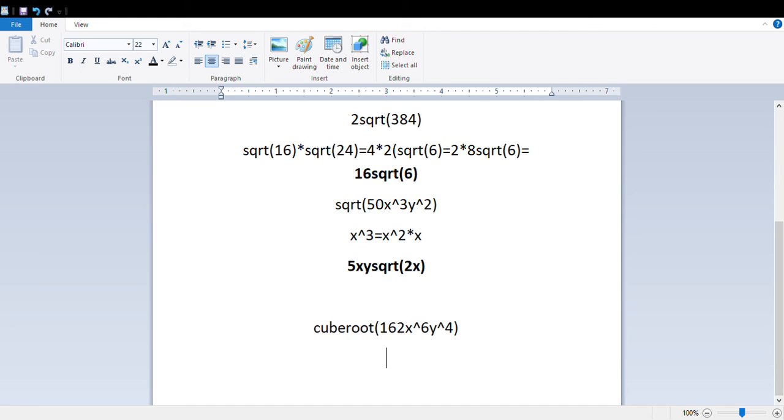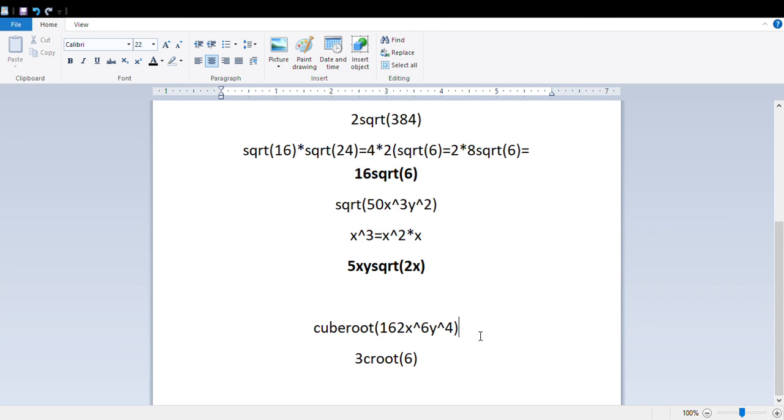So the cube root of 162 is equal to the cube root of 27 times the cube root of 6. The cube root of 27 is 3, so that's the 3 times the cube root of 6. So 3 times the cube root of 6, and then we have x to the power of 6, y to the power of 4.